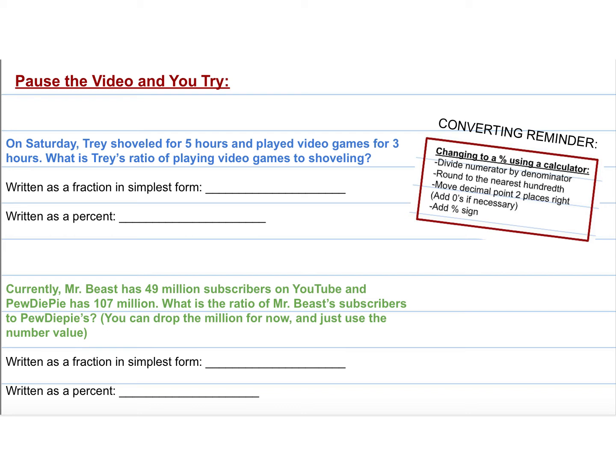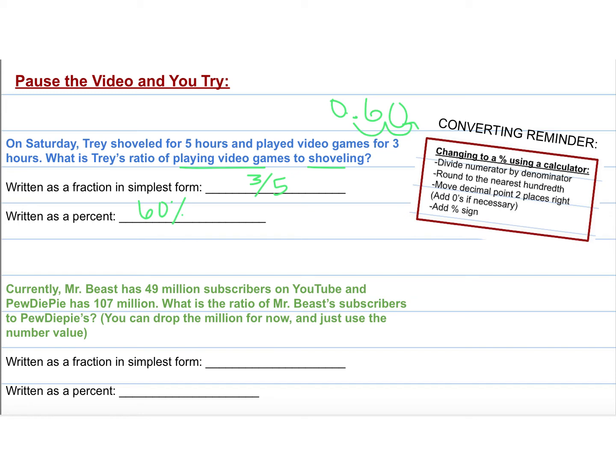So the first one, on Saturday, Trey shoveled for 5 hours and played video games for 3 hours. What is Trey's ratio of playing video games to shoveling? So video games is first, so that's our numerator. As a fraction in simplest form would be 3 over the amount of time shoveling was 5. Turning that into a decimal, 3 divided by 5, which is this. Move the decimal 2 spots to the right, fill in with a 0. So 60% of the time was shoveling.